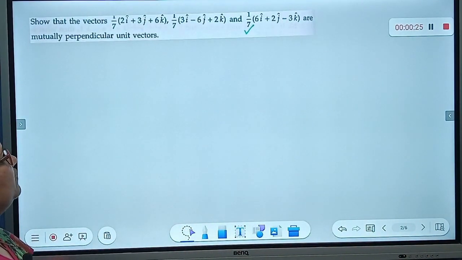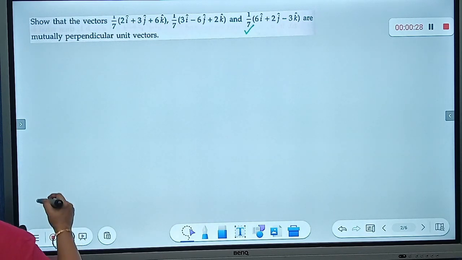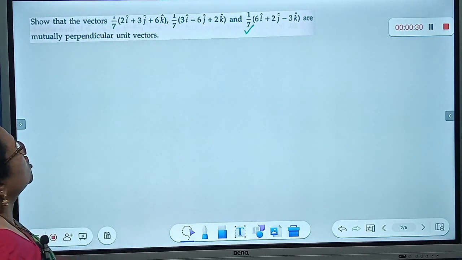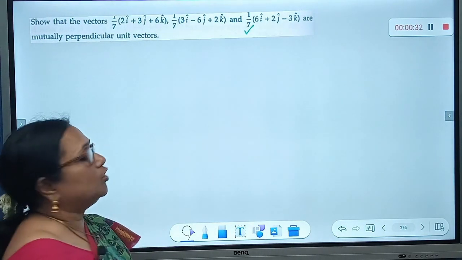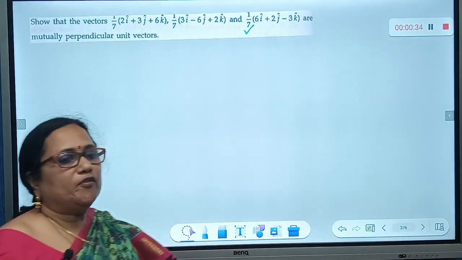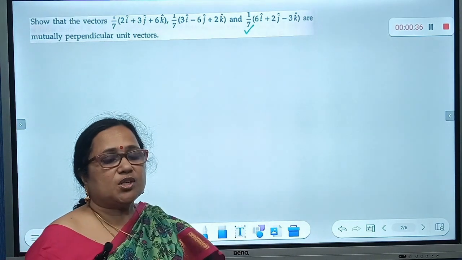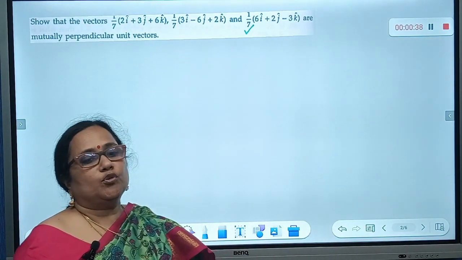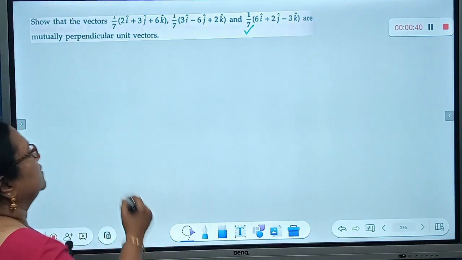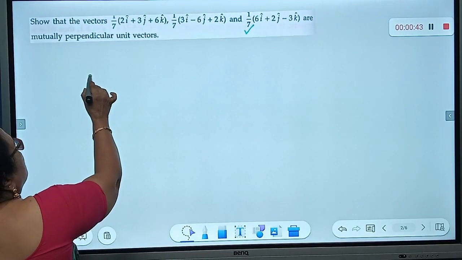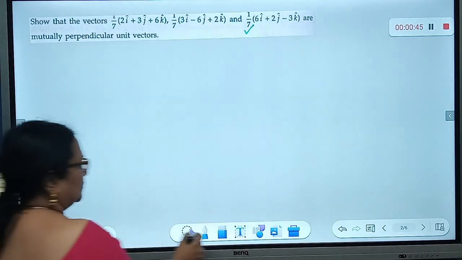Now look at this given problem. You are given three vectors and you are asked to prove they are mutually perpendicular unit vectors. So you have to prove they are mutually perpendicular to each other and you also have to prove they represent unit vectors. So let us call them A vector, B vector and C vector.